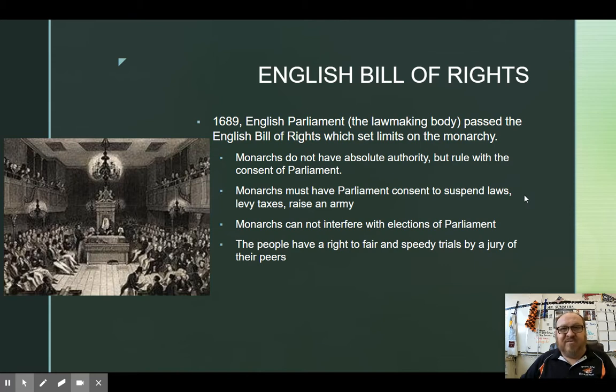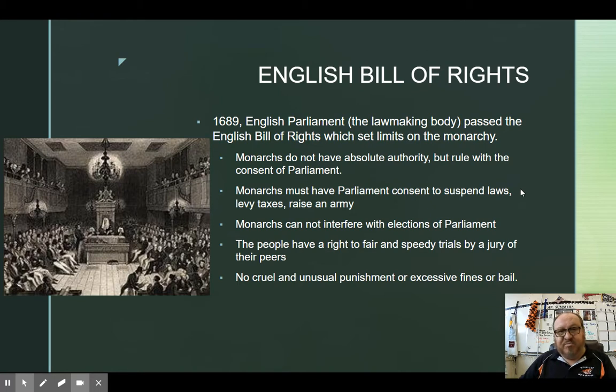And that the people have a right to a fair and speedy trial and a trial by jury of their peers. So their peers are the other people that are like them. So if you're a noble who gets arrested and charged with a crime, you'd have a jury of other nobles. If you were a commoner, you'd have a jury of other commoners, and so on and so forth. Okay. It also got rid of cruel and unusual punishment.